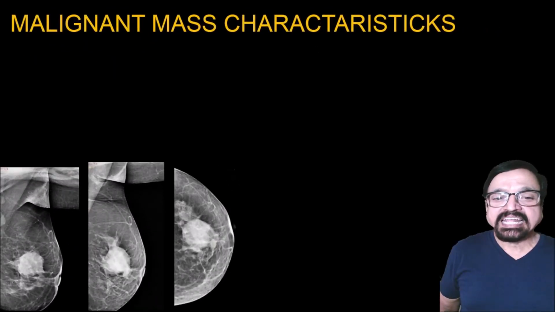Now here we are seeing the masses. This is a malignant mass. Note the characteristics: it is irregular, the outlines are distorted, and the shape is not circular, it is irregular.